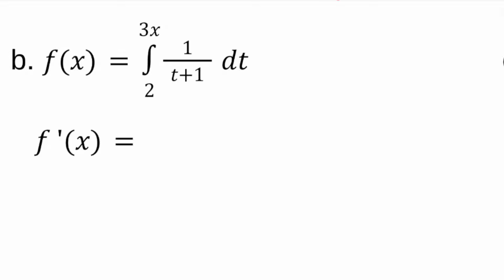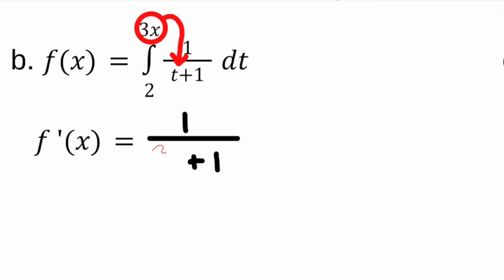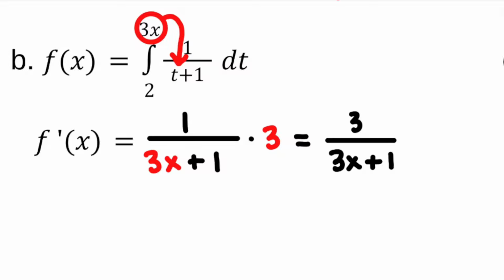Okay, the next one's almost the same. But the upper bound has its own derivative, so we have to be careful with the chain rule. So I'm going to still take that upper bound and throw it in wherever I see t in the integrand, but not the dt. And so that's going to be 1 over 3x plus 1. Okay. But because this is a composition of functions, really, we need to multiply by the 3 for the chain rule. So I'm going to go off to the side. The derivative of 3x is 3, so I'm just going to multiply that right there. If we wanted to, we could simplify that and say that's 3 over 3x plus 1, but that's not necessarily something we have to do in this class.